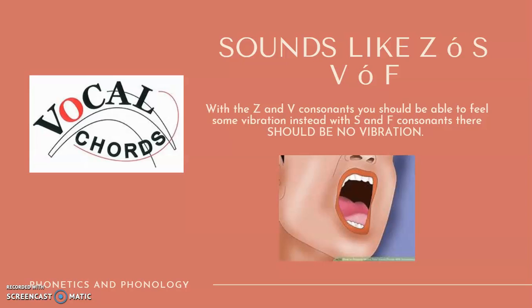Take sounds like z or s, v or th. With z and v consonants, you should be able to feel some vibration. Instead, with s and th consonants, there should be no vibration, because z and v are voiced consonants and s and th are voiceless consonants.